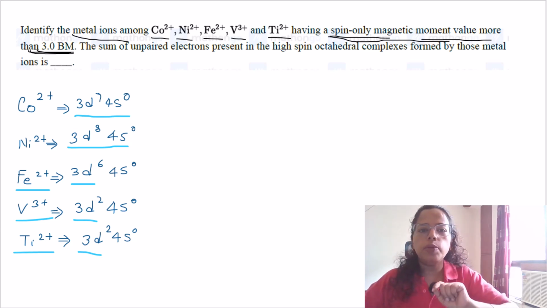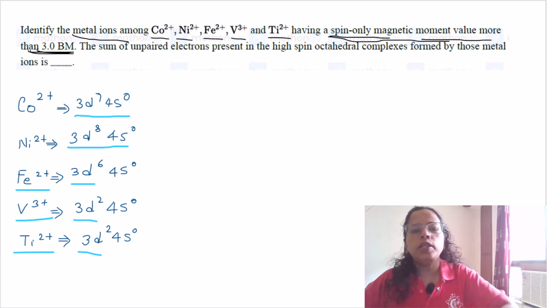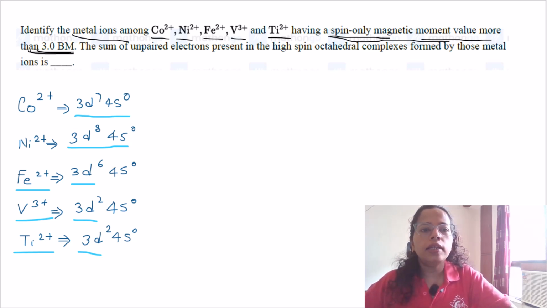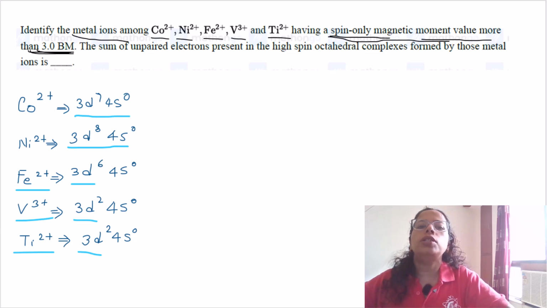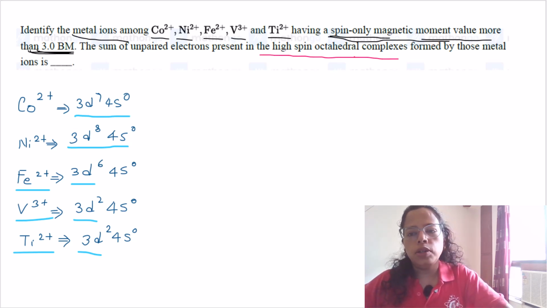Now the next step will be we will fill these electrons in the 3d orbital, and for that we have to take a look at the second part of the question, which says all of these complexes have to be considered in their high spin states. Okay, high spin octahedral complexes.